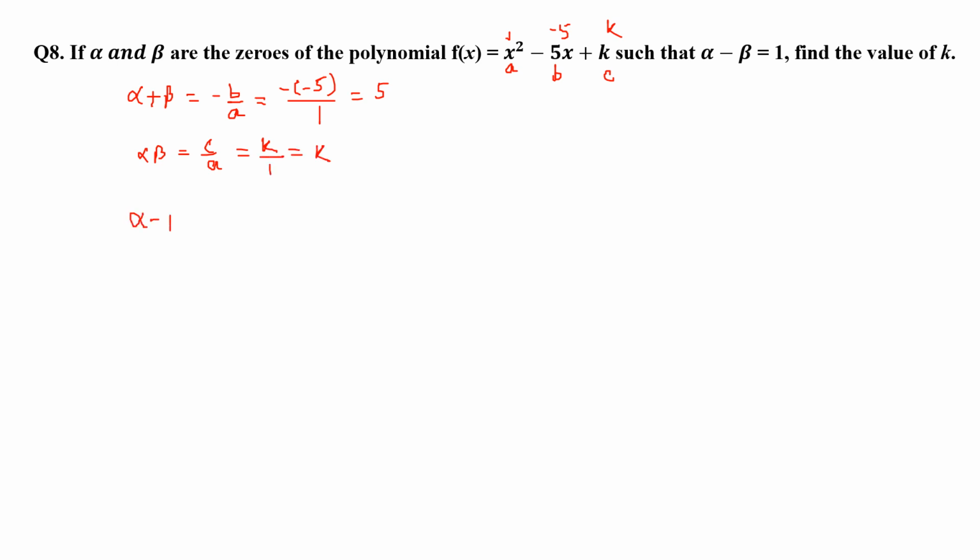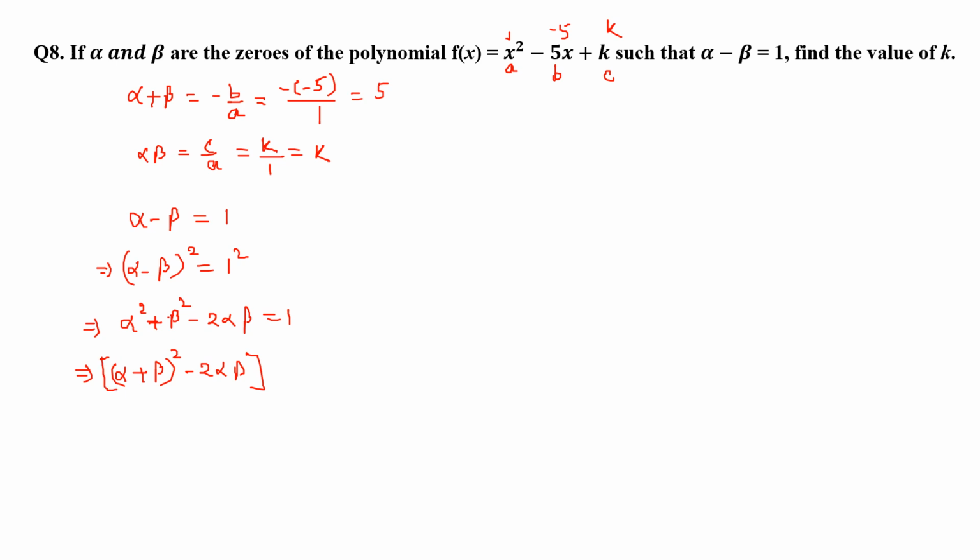Now one relation is given, alpha minus beta is 1. I'm going to square both sides. Alpha minus beta whole square equals 1 square. So alpha minus beta whole square I can write as alpha square plus beta square minus 2 alpha beta equal to 1. Now alpha square plus beta square, we have already seen that we can write as alpha plus beta whole square minus 2 alpha beta. Then minus 2 alpha beta equal to 1. Now let's put all the values over here.